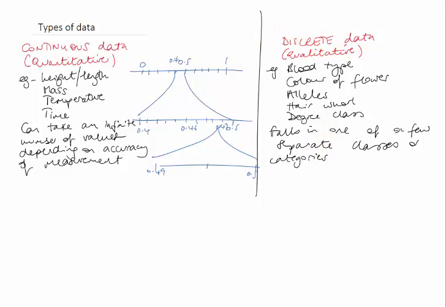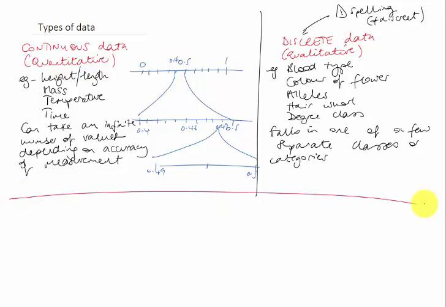And note the spelling of discrete here. So discrete with two E's. Discreet spelt the other way means kind of a person would be discreet, but that's not what we mean here. Alright, so that's continuous versus discrete types of data.